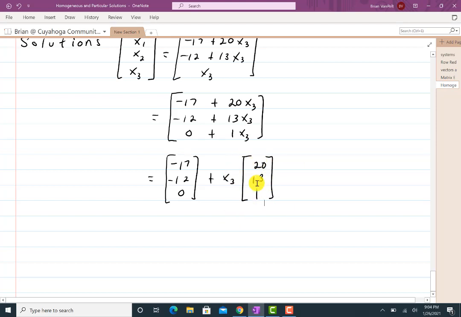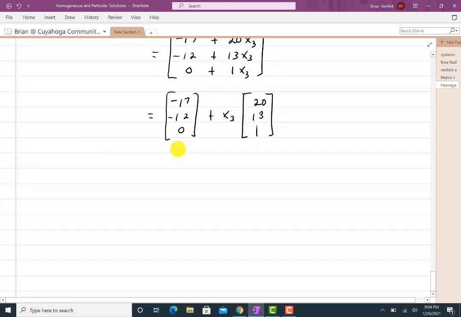And there you see it. This part right here is the homogeneous part. This is the particular part. So this is a P right here, and this is an H. So I'm using H for the homogeneous one. So my solutions, I should probably say, are P plus tH, as before.